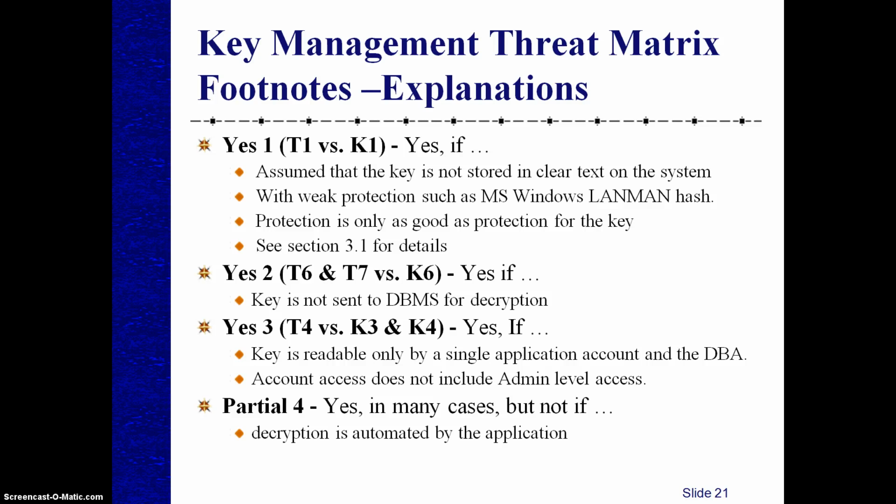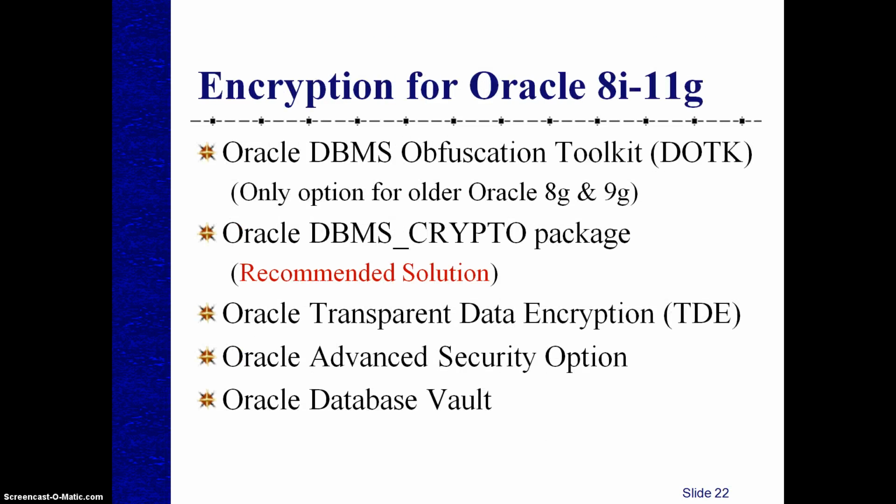The second is T6 and T7 versus Key 6. If yes, the key is not sent to the DBMS for decryption. The third one is K3 and K4 rules. The key is readable only by a single application account and the DBA. The account access does not include admin level access. The partial one: yes, in many cases, but not if decryption is automated by the application.